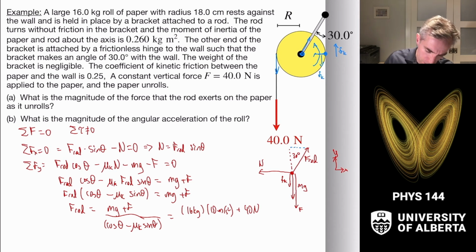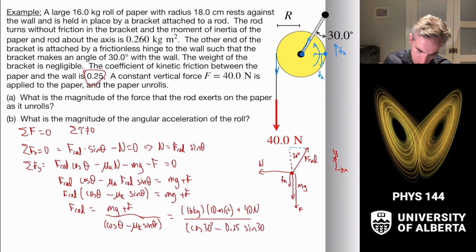That was way too jittery. There we go. Times cosine theta, which is cos 30 degrees, minus mu k, which is right here, 0.25 times the sine of 30 degrees. And we plug in all of our answers, and we get that that's a beautiful, lovely 270 newtons.